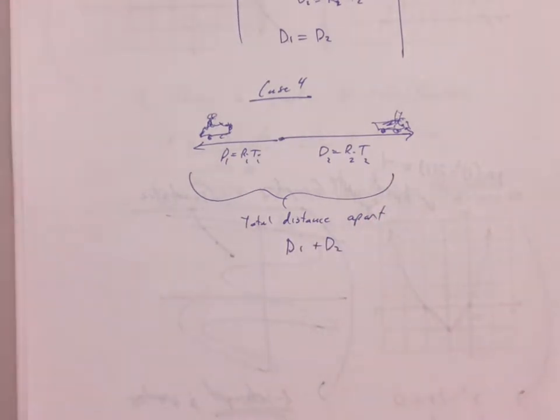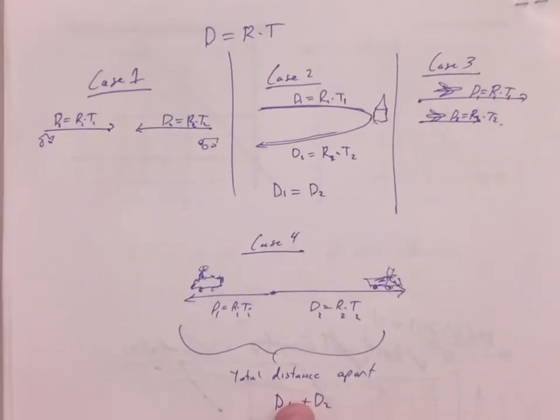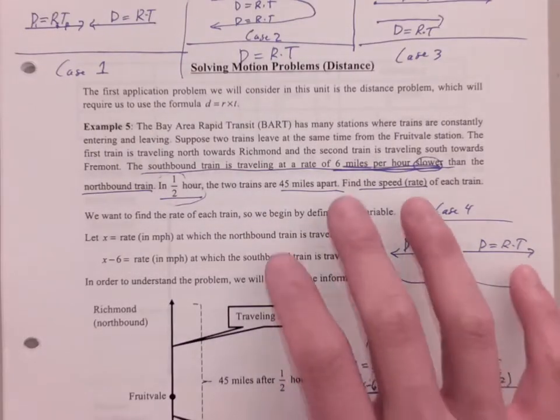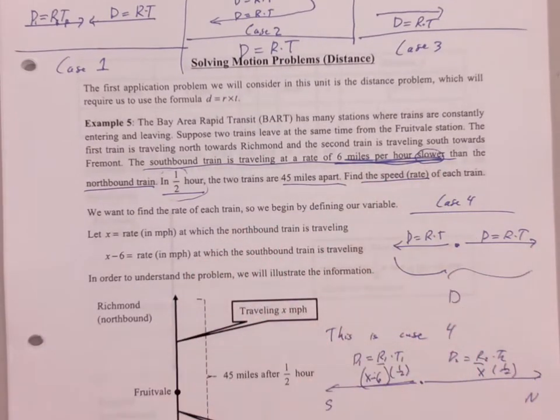Okay, so these are the four kinds of distance equals rate times time problems, and these are the kinds we're going to solve over here. So example number 5.